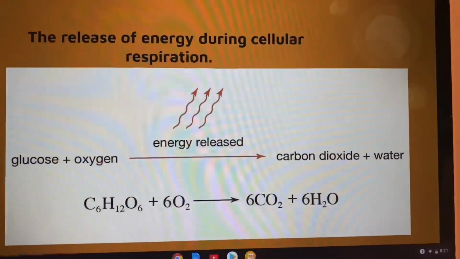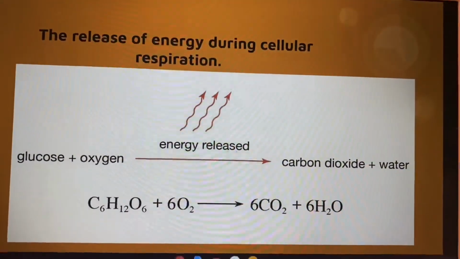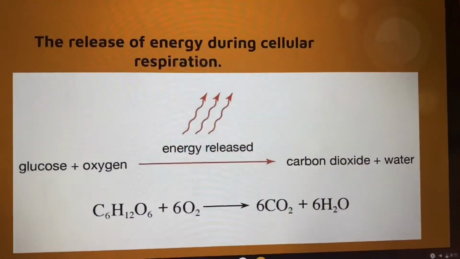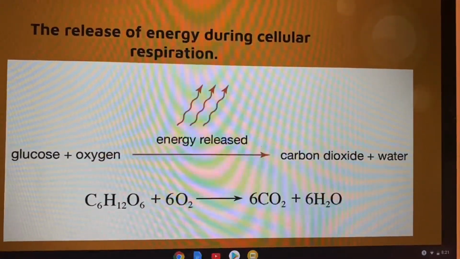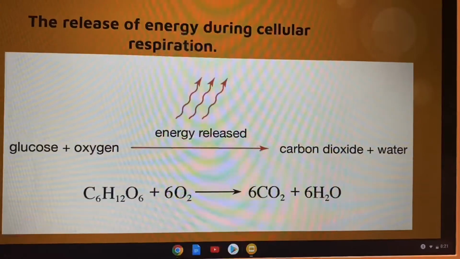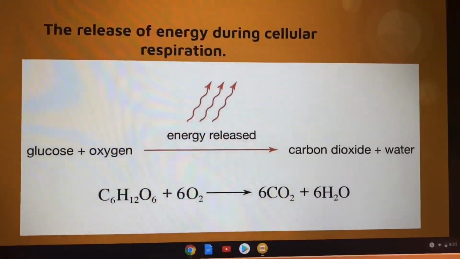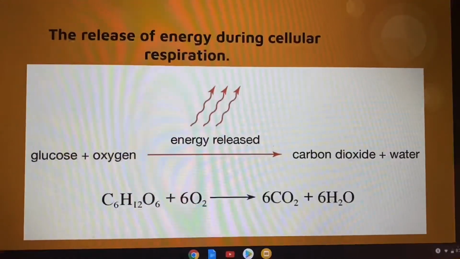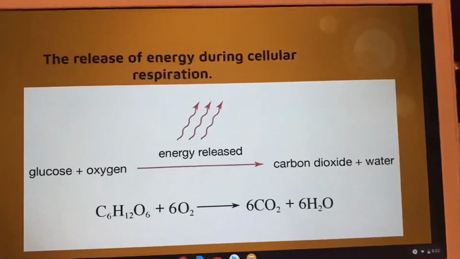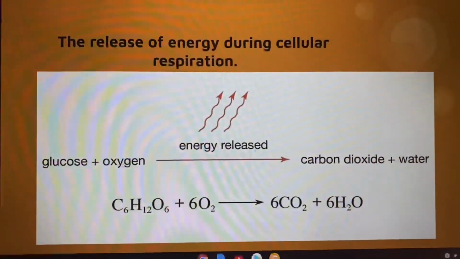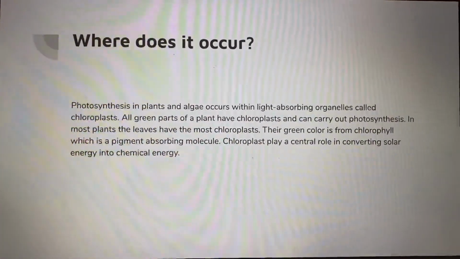All right, and this is just a graphic of the release of energy during cellular respiration, just like with photosynthesis. So glucose plus oxygen, the energy is released, and carbon dioxide plus water, and then there's the formula as well for the release of energy in cellular respiration, just like the formula similar in photosynthesis.